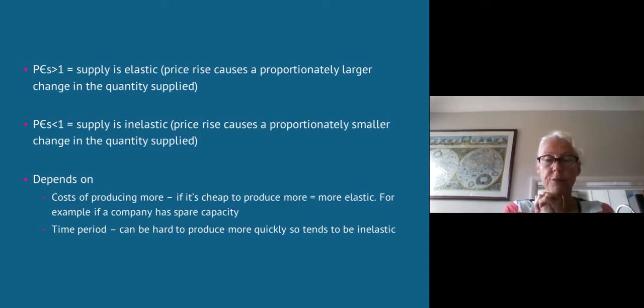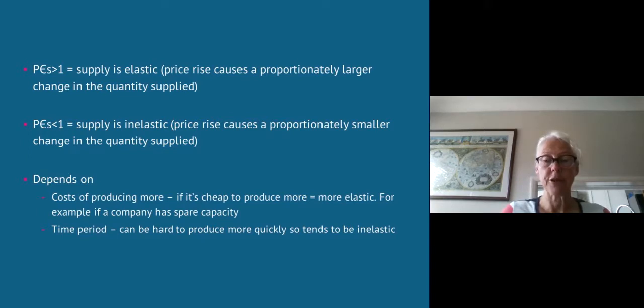On the other hand, if the price elasticity of supply is less than 1, the supply is inelastic, and the price rise would cause a proportionally smaller change in the quantity supplied. So even though the price goes up, there may be reasons why the supplier is not actually able to offer, say, more tickets. So it depends on a number of things. So you can see here, at the bottom there are issues related to costs.